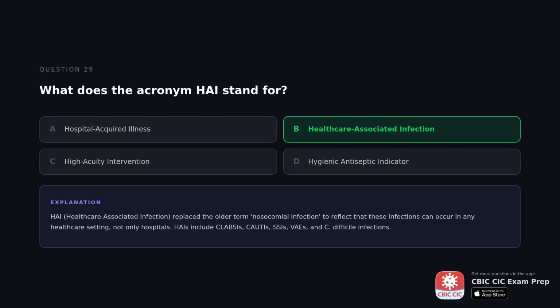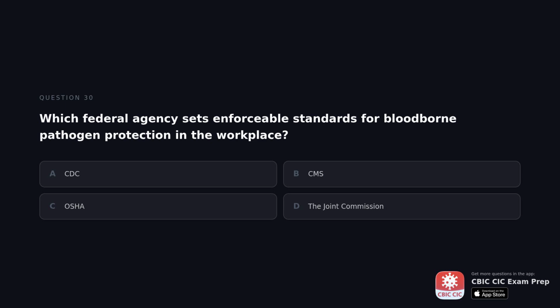Which federal agency sets enforceable standards for bloodborne pathogen protection in the workplace? A. CDC. B. CMS. C. OSHA. D. The Joint Commission.